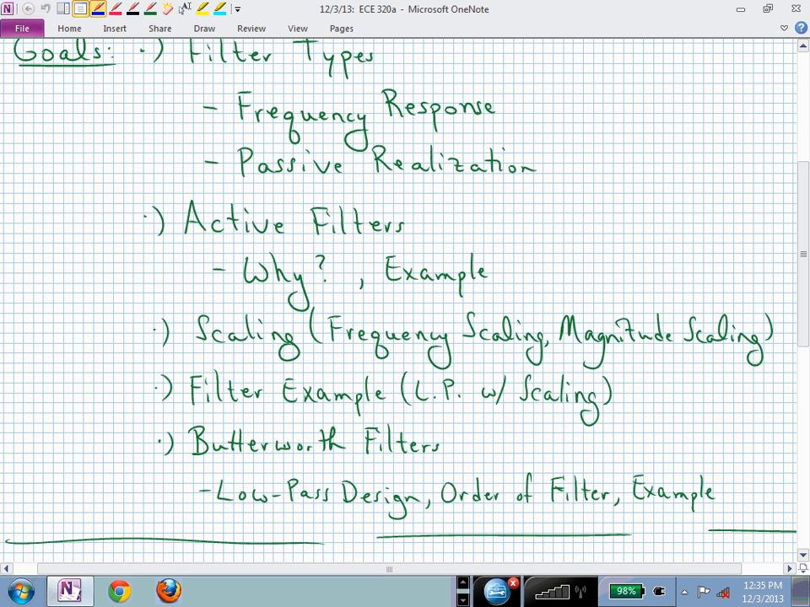we'll figure out how to design those using this Butterworth filter, and that really just says something about where those poles are located in the complex S-plane, how they're distributed, how they are located in the complex S-plane. That determines this Butterworth filter behavior. And we'll talk about how do we pick the order. Why would we want a higher order filter? Higher Q.